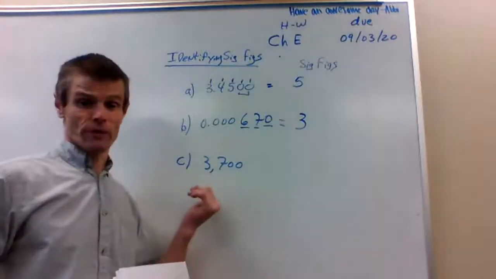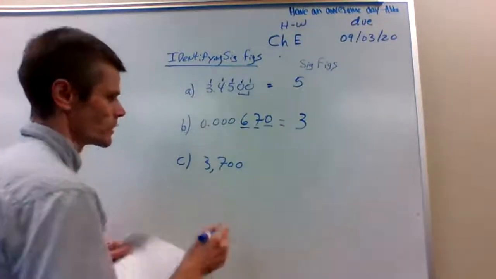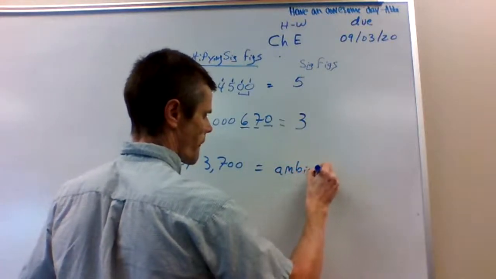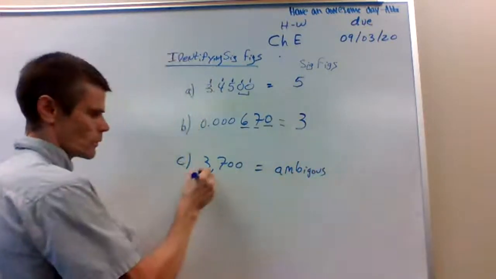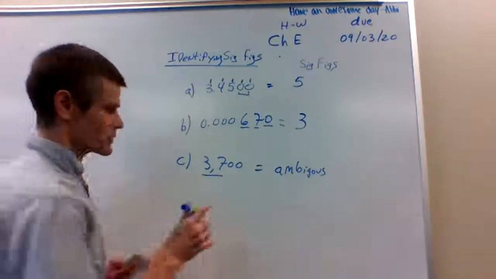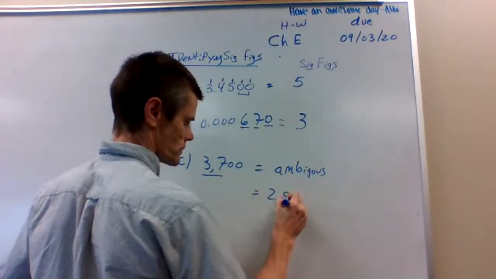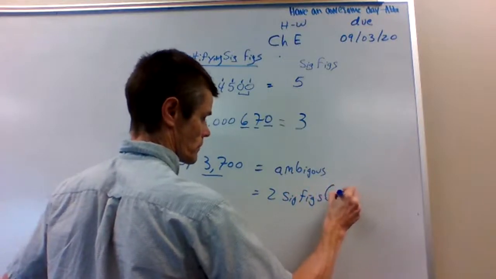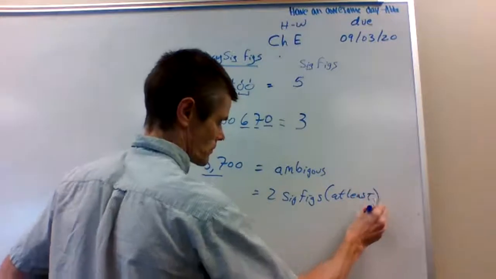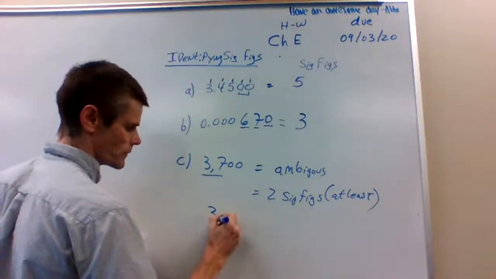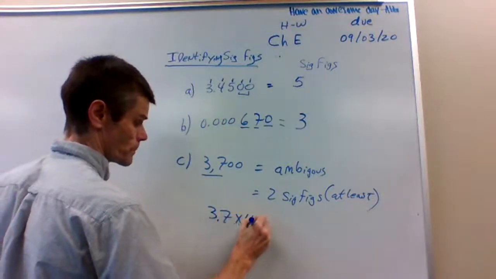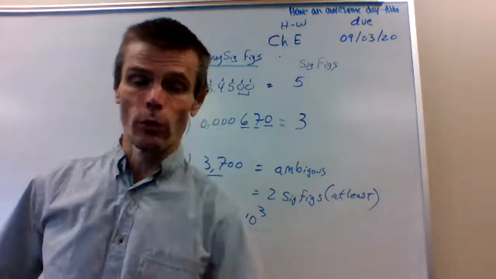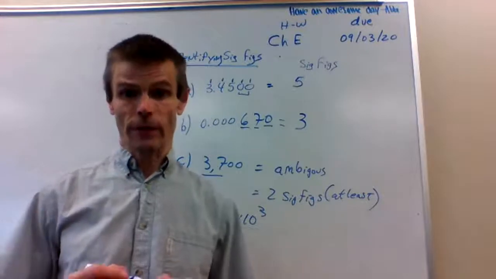This is the ambiguous case. We're not sure. So this is ambiguous. Or what we do know, there's at least 2 significant figures. We could write this in scientific notation. So those are our rules for using significant figures.